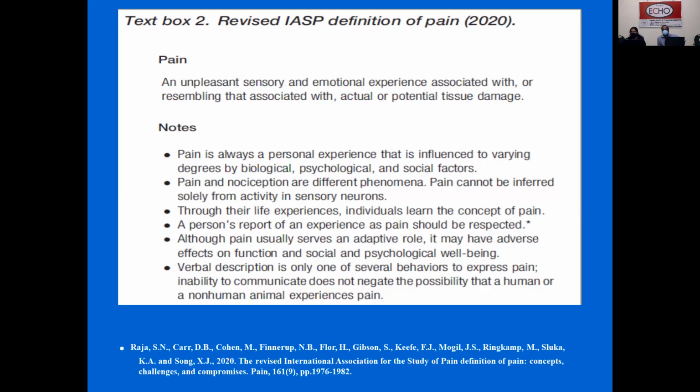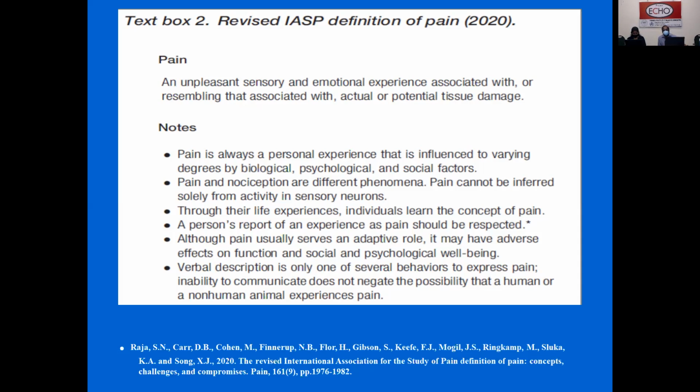Okay. So this is the revised IASP definition of 2020. So it has some difference from the previous definition, and it says it's an unpleasant sensory and emotional experience associated with or resembling that associated with actual or potential tissue damage. So all of us know pain is not a pleasant sensation, and the person who is experiencing it will tell us what is the experience of that pain, and how the person speaks about the details of the pain. It is from his experience. From childhood onwards, we are seeing how our parents are expressing pain, what are the words they are using to express the pain. So we are learning how to express pain.